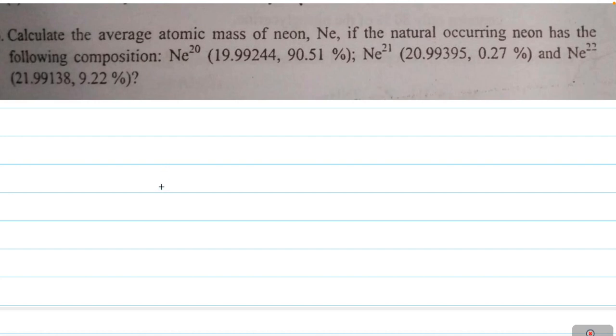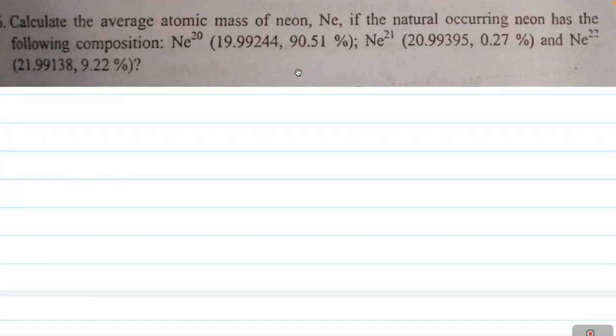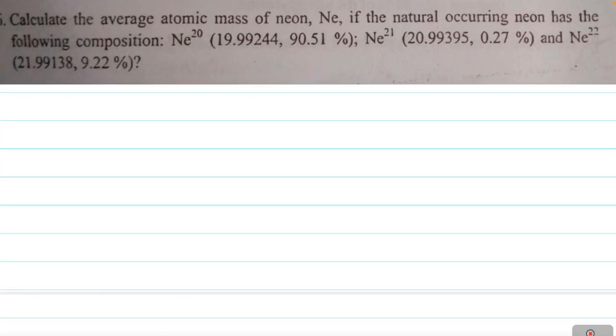All right, so let's look at the next question. Calculate the average atomic mass of neon if the naturally occurring neon has the following composition.